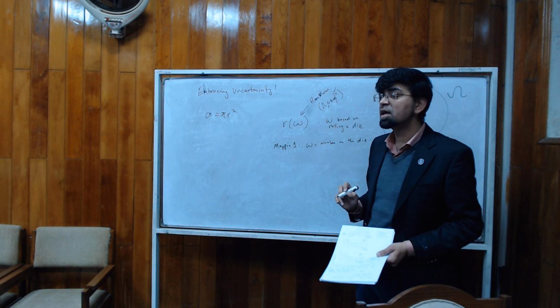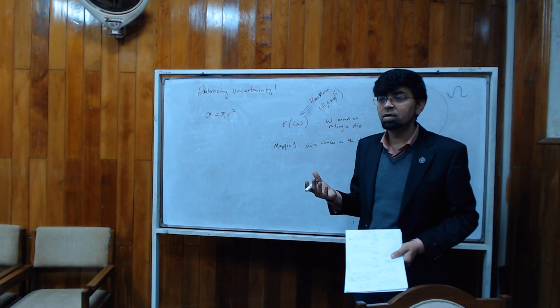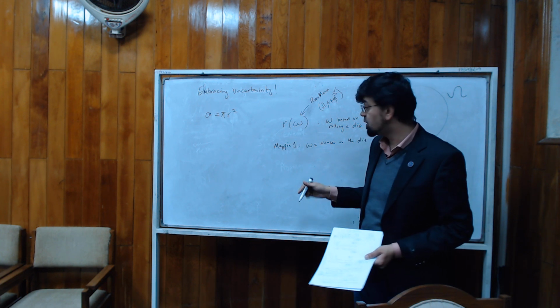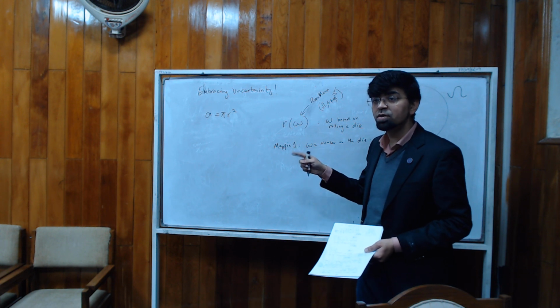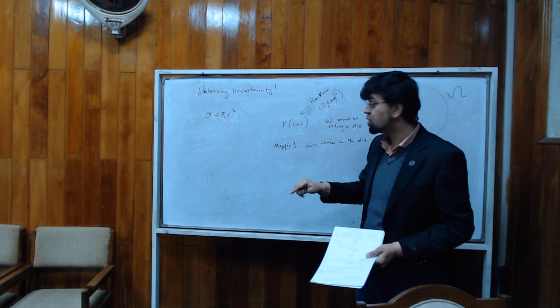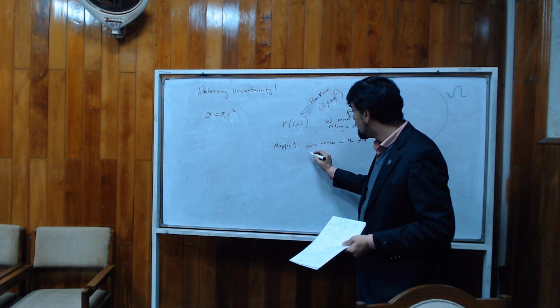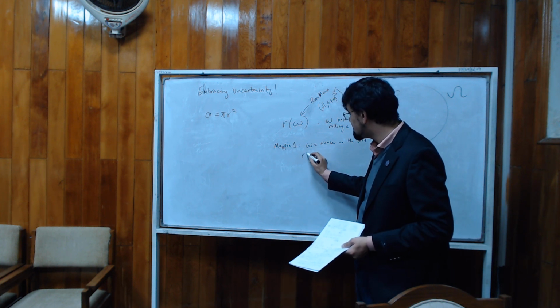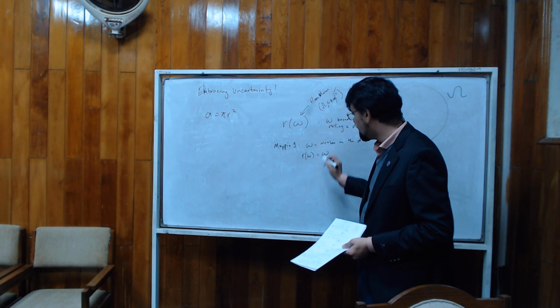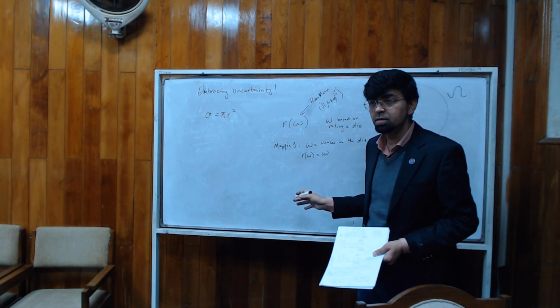Okay, so what numbers can be appearing on the die? 1, 2, 3, 4, 5, 6. So what values can omega take? 1, 2, 3, 4, 5, 6. So then, if that is the case, there is still something left. I say R(omega) is omega. This is my one mapping.